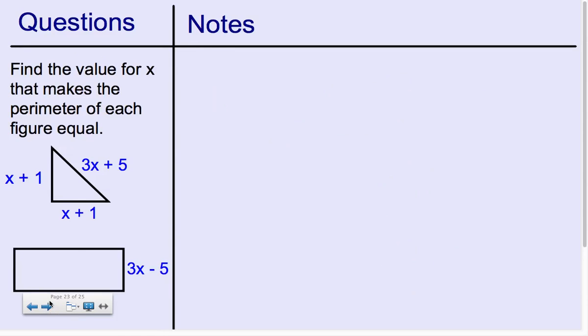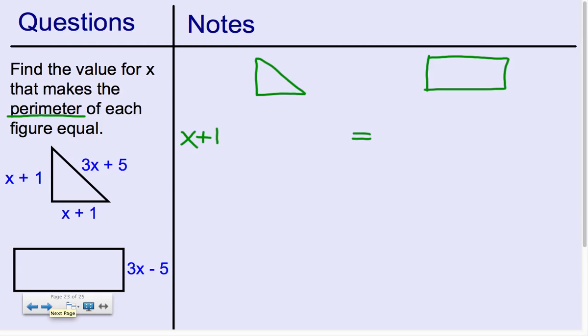All right, the next two are going to be a little bit challenging. It says find the value for x that makes the perimeter of each figure equal. So we know that we want our triangle and our rectangle to be equal. Perimeter is adding up the sides of the figure. So adding up all 3 sides of the triangle would mean adding x plus 1, x plus 1, and 3x plus 5. Since it's perimeter, I'm adding, so I'm going to put a plus in between each side. Now I'm going to combine same side like terms.